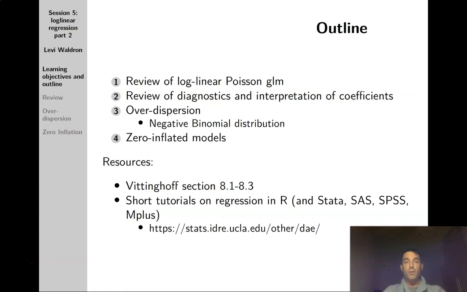I'll start with a quick review of log-linear Poisson generalized linear models, as well as a review of diagnostic plots and interpretation of the coefficients, some things that were only covered in the lab session last time, and then introduce over-dispersion with the negative binomial distribution and zero-inflated models. This is all coming from chapter 8 of your textbook. And I also added some nice tutorials here from this website at UCLA that has code for R, as well as a few other statistical software languages.